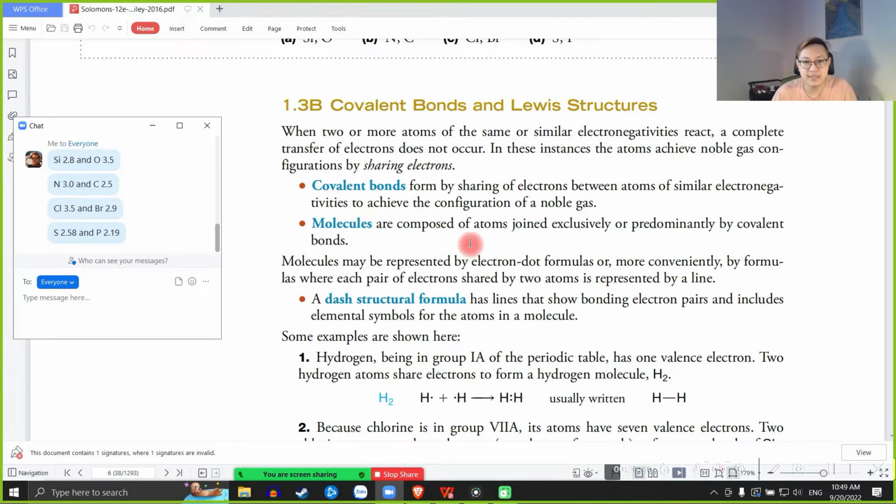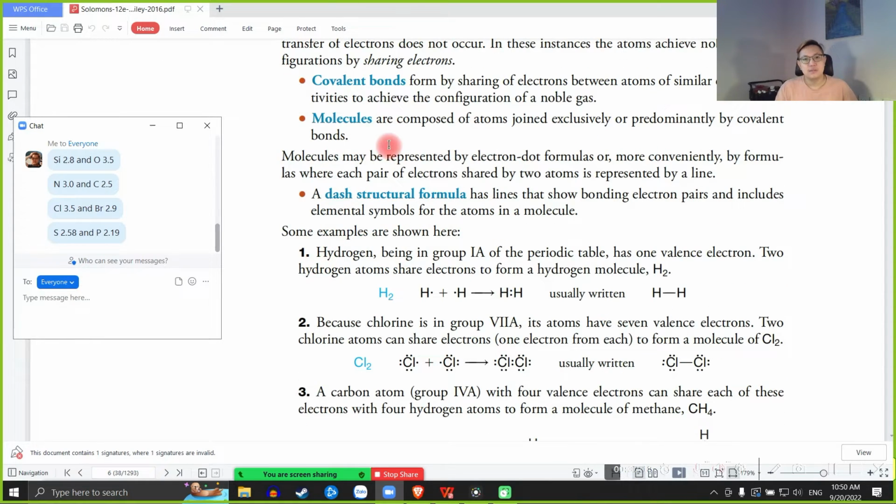So molecules are composed of atoms joined exclusively or predominantly by covalent bonds. Basically, most of the bonds in a molecule will be covalent, because covalent is stable. It's quite stable compared to ionic or polar covalent, to be honest with you. That's why most of the bonds in molecules will be covalent. The molecule can be represented by electron dot formulas, and then you have a dash structure formula. This is the dash structure formula, H, dash, H. But you also have the dot structure here, like what we just did.